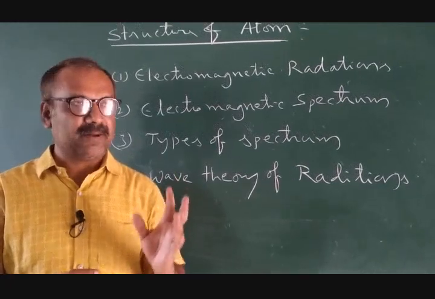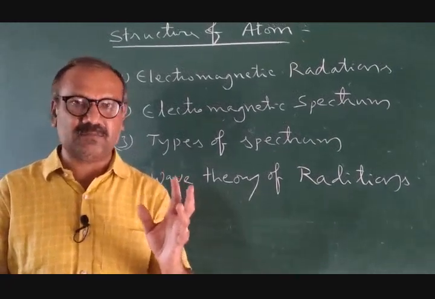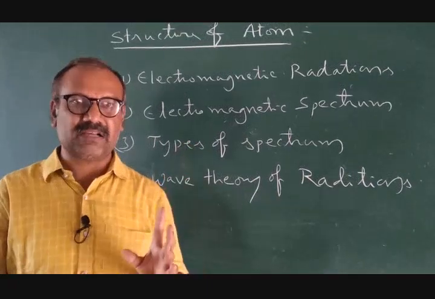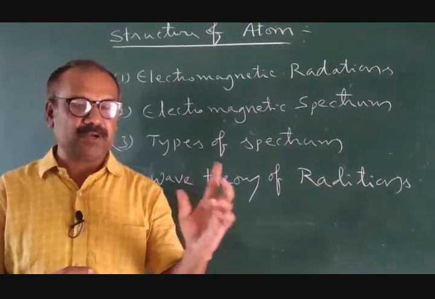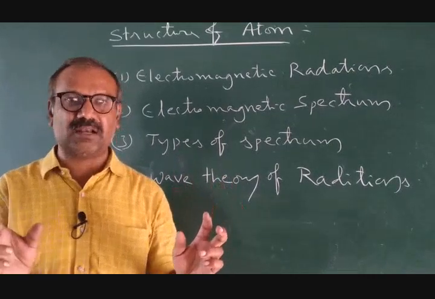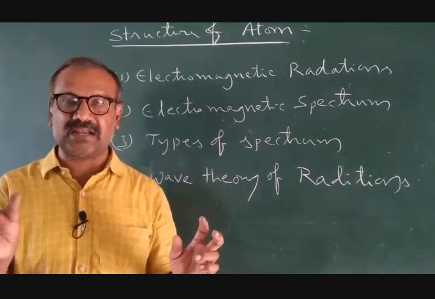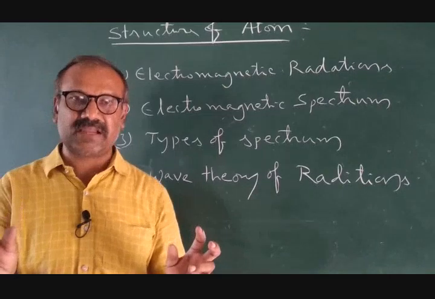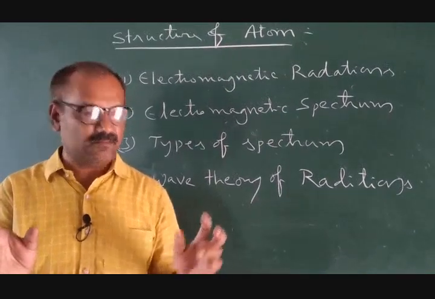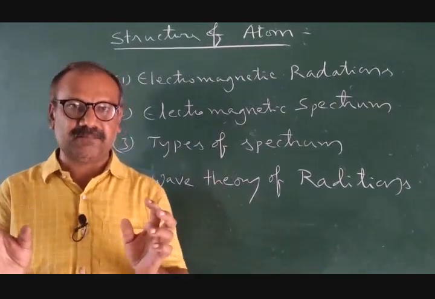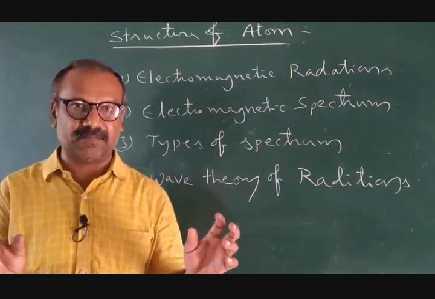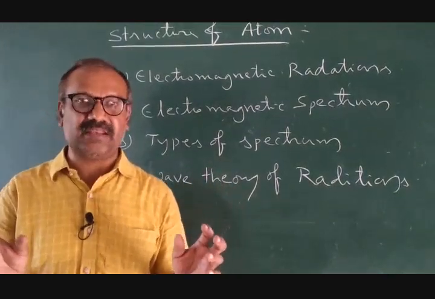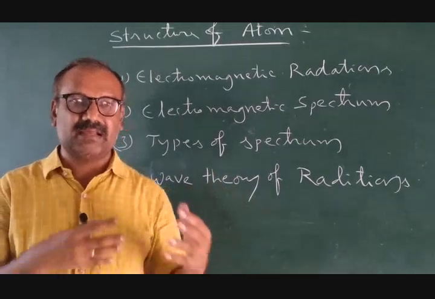That means by seeing that spectrum, we can say that this is because of that particular atom. That means a particular atom will have a particular spectrum. By seeing the spectrum which is released from an atom, we can recognize a particular atom. Therefore, there is a relation between the spectrum and the atom.